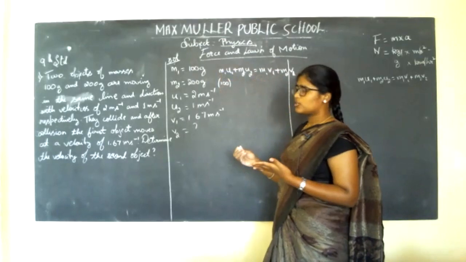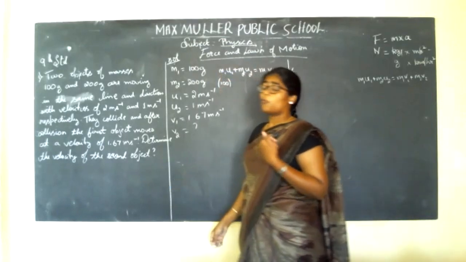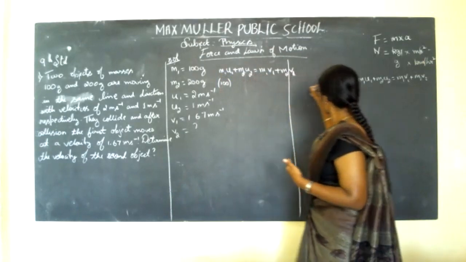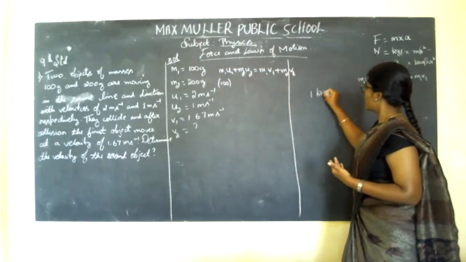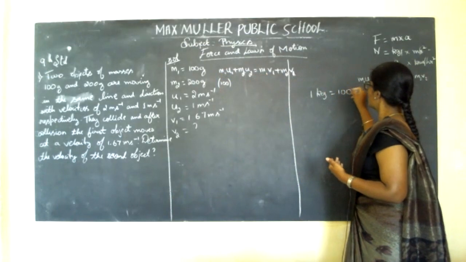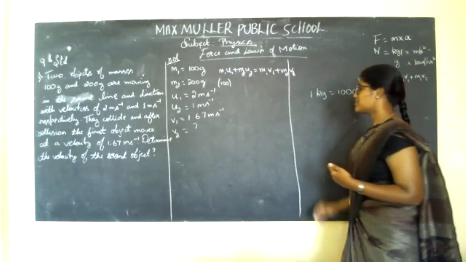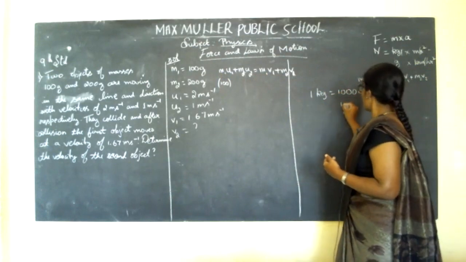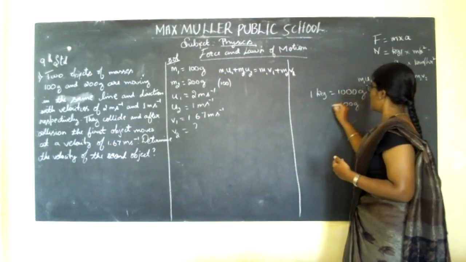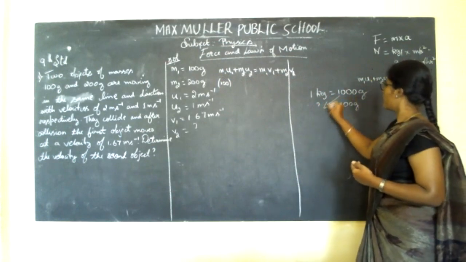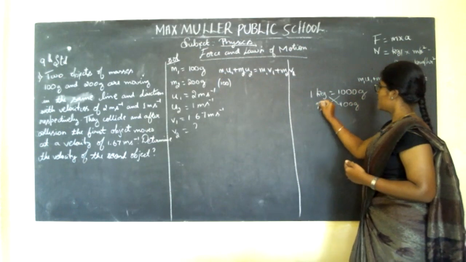So if I convert grams into kg, what happens? 1 kg is equal to 1000 grams. Correct? So let me do the conversion here. 1 kg is equal to how many grams? It is 1000 grams. Then 100 grams is equal to how many kg they are asking. What will you do? You are going to divide it. Correct or no?